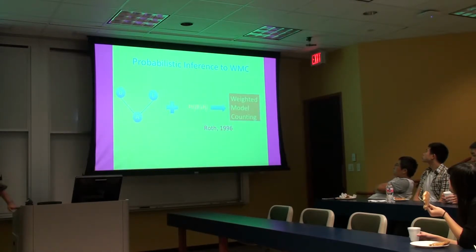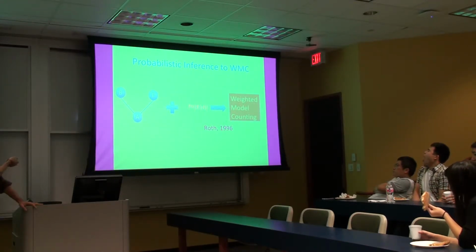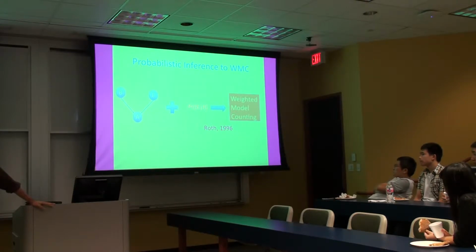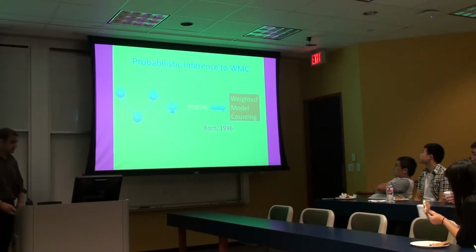The reduction that I just described is not new. It has been known for almost 20 years. Given a graphical model and the problem of probabilistic inference, you can reduce it to doing weighted model counting for the transformed formulas and the weight functions. This is due to Dan Roth from UIUC in 1996.